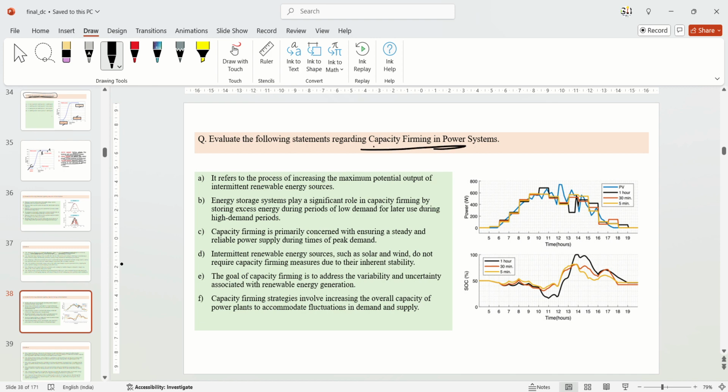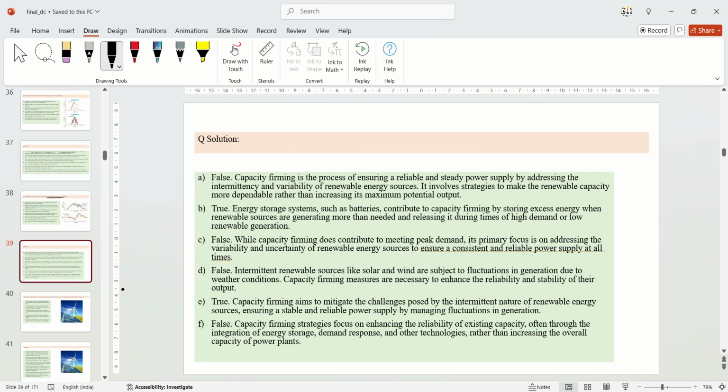Next, related to capacity firming. Firming is also one of the concepts. It is the process of ensuring a reliable and steady power supply by addressing the intermittency and variability of renewable energy sources. It also provides strategies to make the renewable capacity more dependable rather than increasing its maximum potential output.